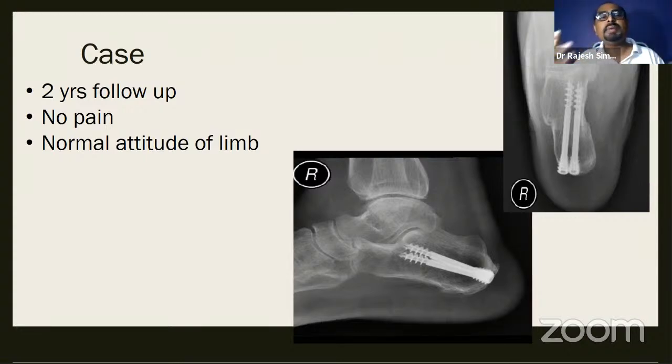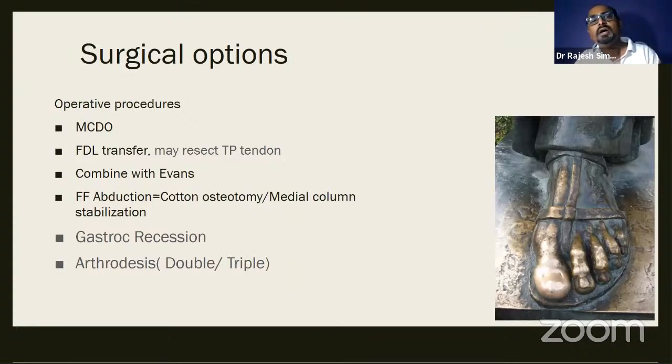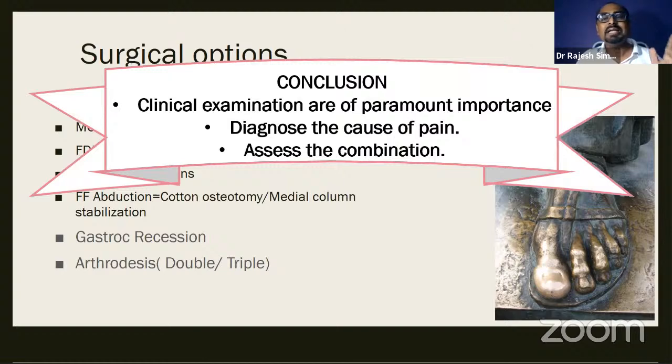What else would you do depending upon the stages? If the stages have progressed to arthritic changes, then you do a double or triple arthrodesis. So there are many surgical options here. You probably don't need to go into all of it as a PG student, but you should know about the different combinations. You should diagnose it: clinical diagnosis, X-ray investigations, no fancy investigations most of the time, conservative management, and then the surgical options. The most important thing to reach the diagnosis is clinical examination, which is of paramount importance. So diagnose and assess the whole combination and tell your examiner your treatment.